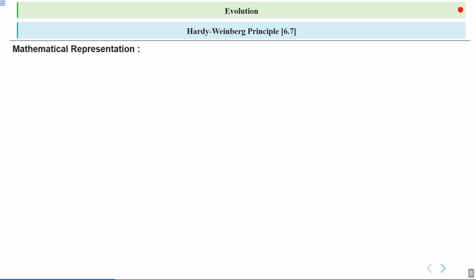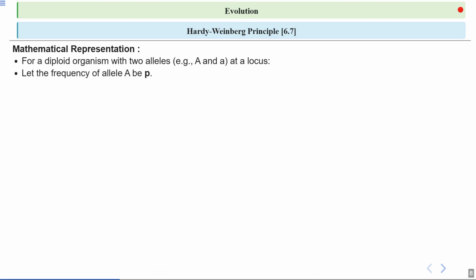Now let's talk about the mathematical representation of the Hardy-Weinberg principle. We are talking about a diploid organism. A diploid organism usually has two alleles. Clear? A single gene has two alleles. These alleles are present at a particular locus on the chromosome. Locus is a position. Suppose there is a gene which has two alleles, A and small a. Now let the frequency of allele capital A be P and let the frequency of allele small a be Q.